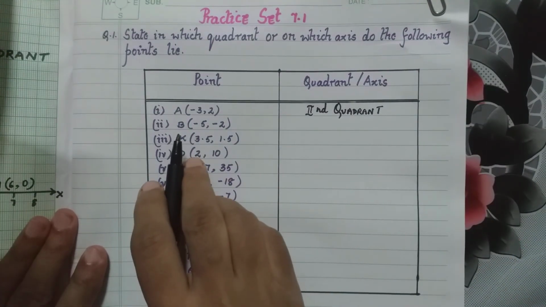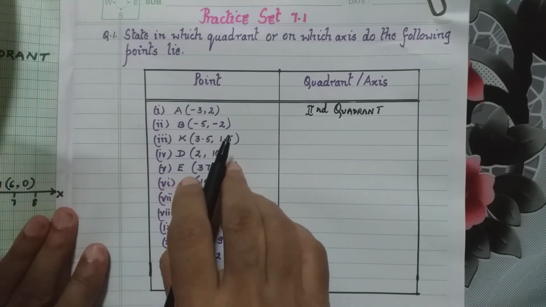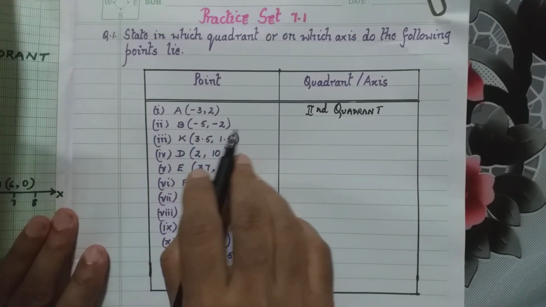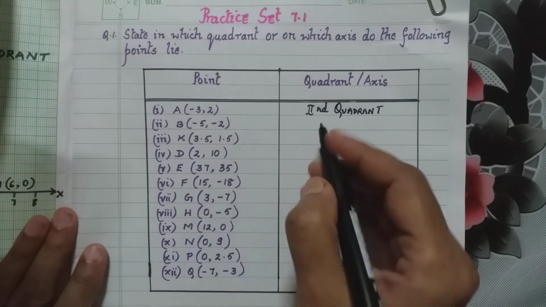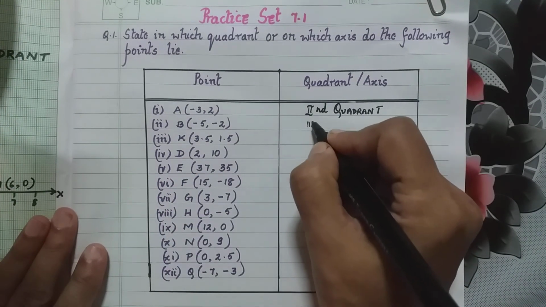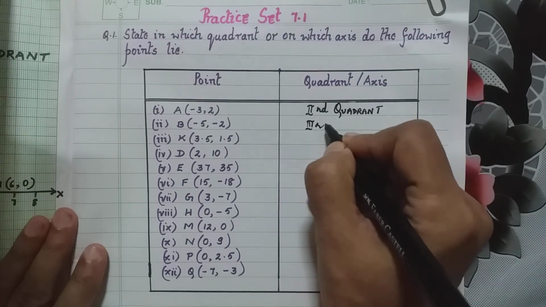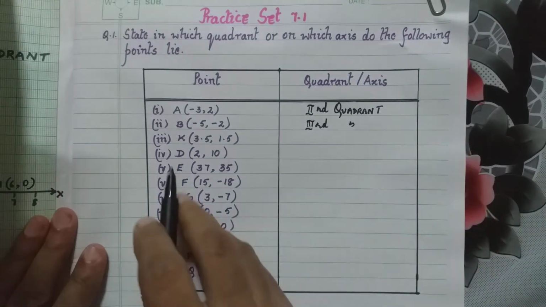Then we have B (-5, -2). So we remember when both the coordinates are negative, it is the third quadrant. So we write here the third quadrant.